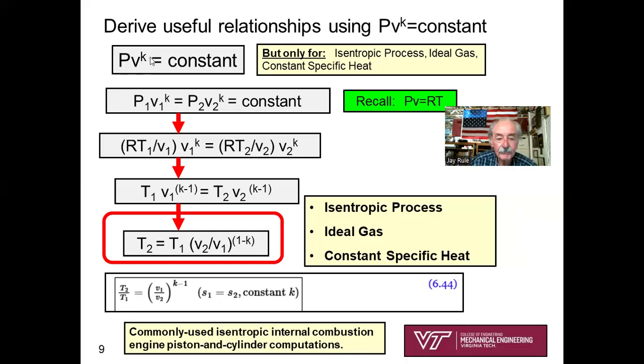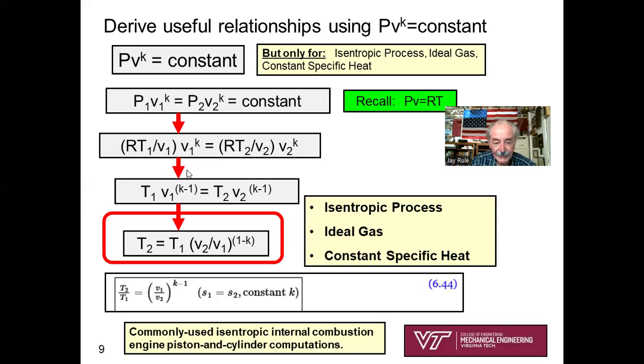Let's start with PV to the K is constant. So P1 V1 to the K is P2 V2 to the K. What's P? P is RT divided by little v, ideal gas equation of state. So instead of P1, I'm going to put RT1 over v1, times v1 to the K. Right-hand side, I'm going to put P2 in terms of RT2 over v2, times v2 to the K. Great. All right. Let's do some algebra and say, okay, well, here's a v to the minus 1. Here's a v to the K.